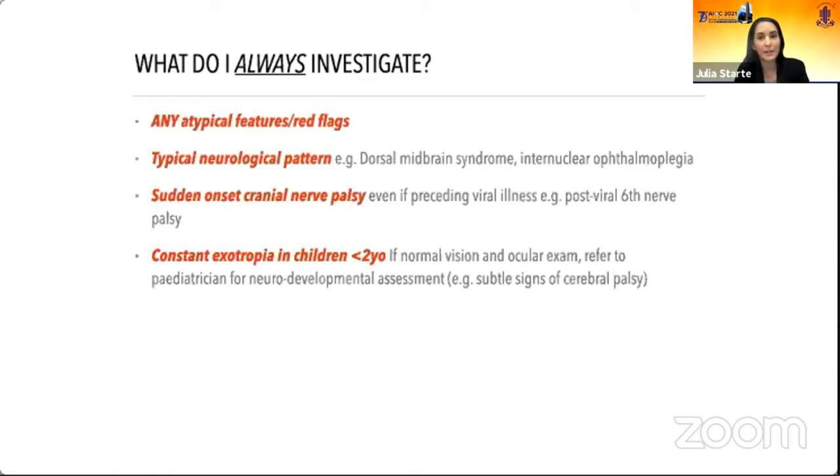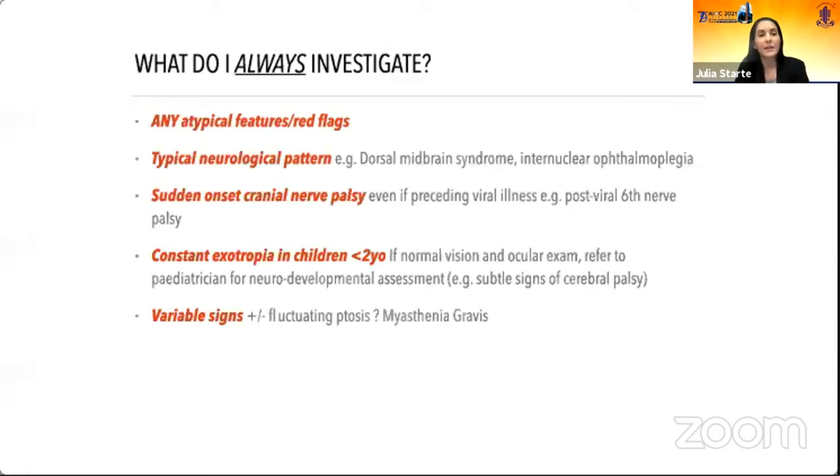But I don't necessarily scan these patients straight away, but I will refer them to a pediatrician for a neurodevelopmental assessment, because there's a high association in exotropia in this age group with systemic syndromes such as cerebral palsy, and there may be subtle signs there that the paediatrician will pick up that haven't been picked up previously.